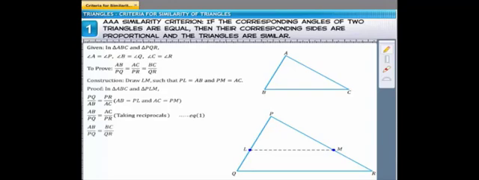Similarly, AB and PQ are in the same ratio as BC and QR. Let's call this equation 2. Equating 1 and 2, we get the ratio of AB and PQ equal to the ratio of AC and PR, which is equal to the ratio of BC and QR. Thus, we have proved both the conditions for the similarity of triangles. Hence, triangle ABC is similar to triangle PQR.